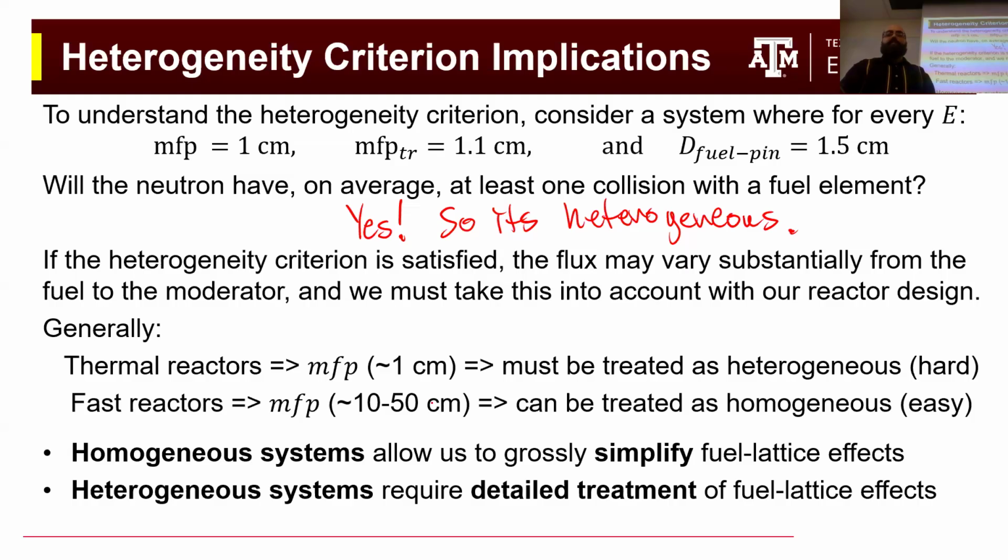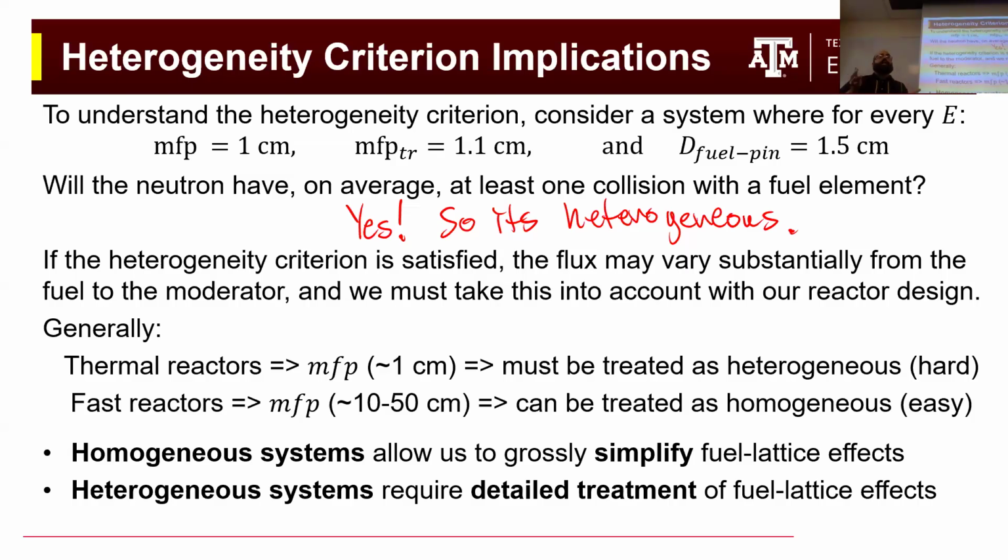Generally for thermal reactors, the mean free path is about 1 centimeter, and so that is going to be less than the characteristic fuel dimensions. So a thermal reactor is going to be a heterogeneous system and you have to treat it that way. That makes the modeling of a thermal reactor a little bit harder than for a fast reactor. For a fast reactor, the mean free path is anywhere from 10 to 50 centimeters, which is larger than the characteristic dimensions of your fuel pins, and that means we can treat fast reactors as homogeneous systems.